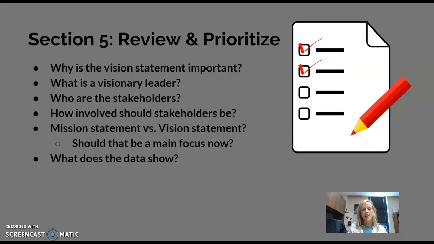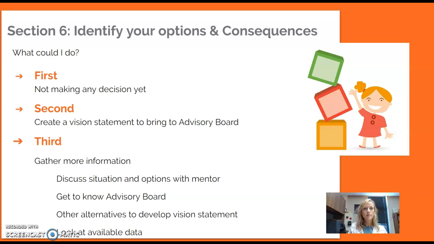So you have the broad statement and then you will get the objectives underneath it. And what does data show? That is something we don't know. And I think that is something that we need to know to move forward with developing a vision statement.